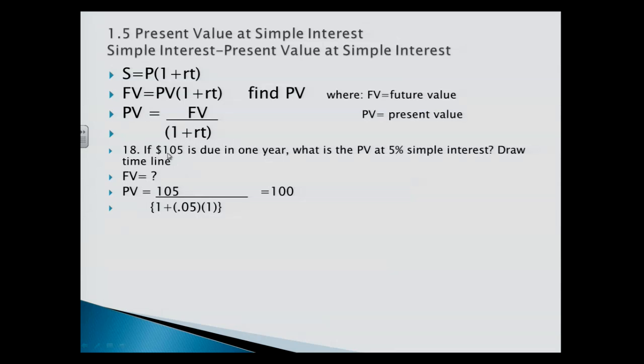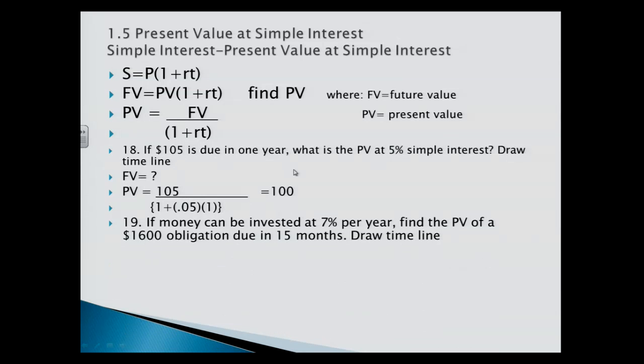Okay? So if I know I have to pay my grandmother $105 in 1 year, what do I have to deposit in a bank at 5% simple interest? So here's my future value over 1 plus 5% for 1 year. And when you solve this, and you should pause it and make sure you can solve it, you need to deposit $100 in the bank today at 5% so you can pay $105 in the future. I want you to pause the video and do number 19.